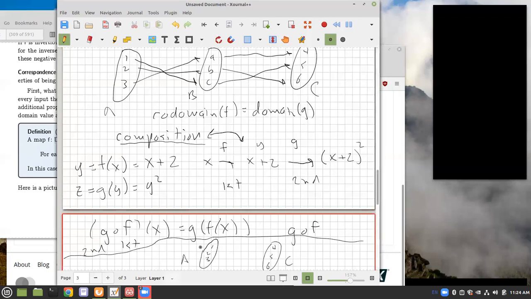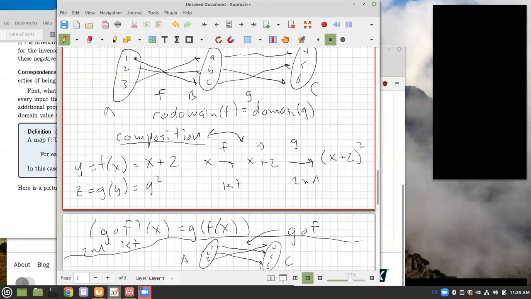And the idea then is that you can follow the lines here. So one goes to C and C goes to five. So one goes to five. And two goes to B and B goes to six. So two goes to six. And three goes to A and A goes to four. So three goes to four. So this is the map, G circle F, that first acts with F and then acts with G.